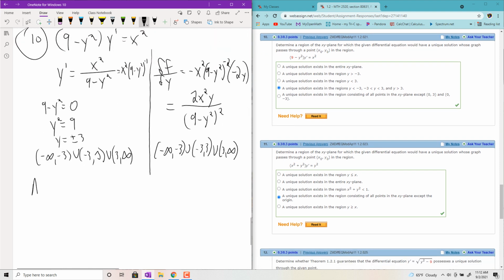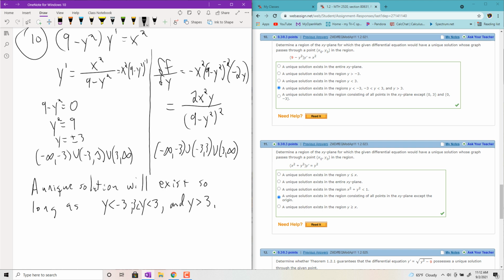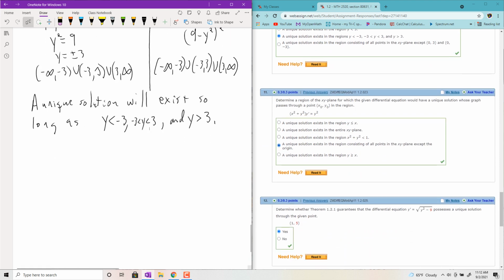So anyways, a unique solution will exist so long as y is less than negative 3, y is in between negative 3 and 3, and y is greater than 3, which is what you see as my answer over there. Let me make that look a little prettier. Sorry about that, it's just driving me nuts. So negative 3 less than y less than 3. Okay. Let's maybe look at one more.